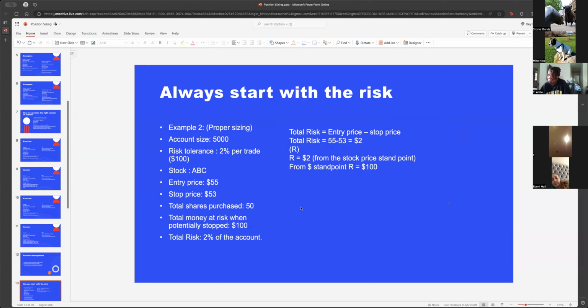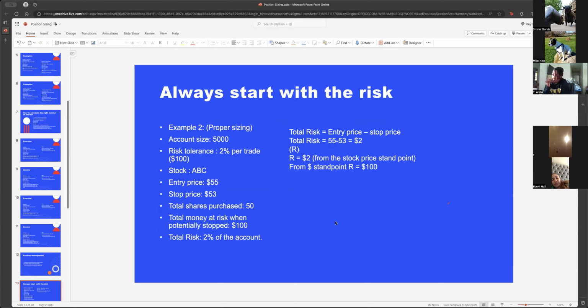So in this scenario, with your stop loss, your total risk is $2. If you're trading with options, we're going to give an example for options as well down the road. But first, we're going to start with the basics. With shares, the total risk here is $2 from your entry. Your entry price is 55, your stop price is 53, and your R on this trade, the risk on this trade, is $2 from your entry.